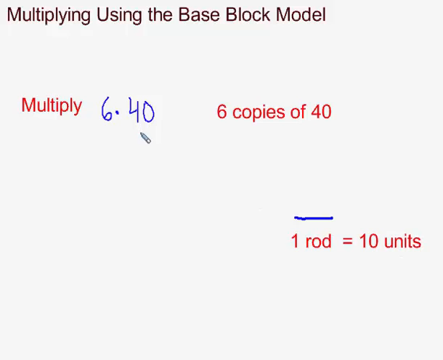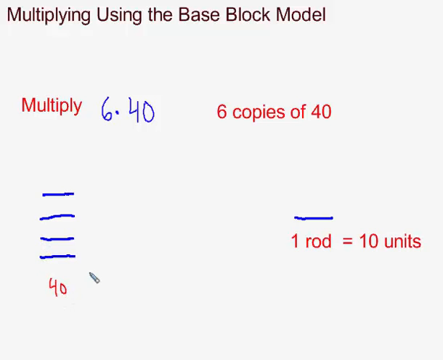So for example, the number 40 would be represented by 4 rods. One rod would be 10, a second one would be 20, another one would be 30, and another one would be 40. So here I have 1, 2, 3, 4 rods, and each rod represents 10 units. So I have 10, 20, 30, 40 units here.